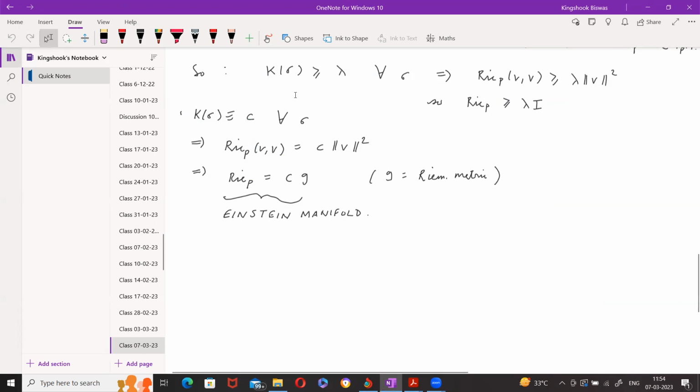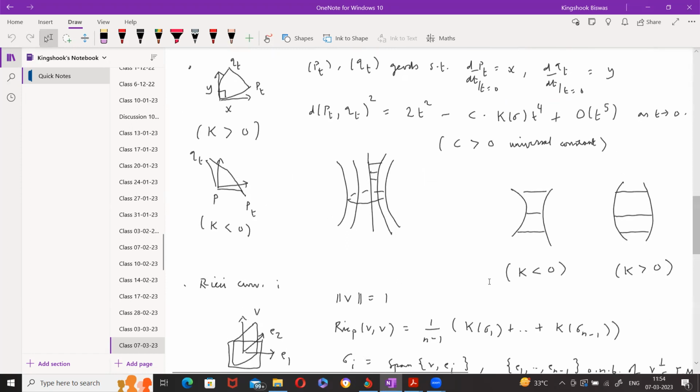So for a surface, it's the same as the sectional curvature, which is the Gaussian curvature. If n is equal to 2, then this is just K of sigma, right? You take V and e_i is just a vector orthonormal to V, so you just get one sectional curvature. The Ricci curvature is the same as the sectional curvature. So no, it's not the mean curvature.